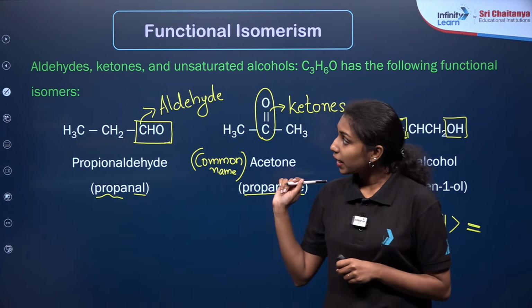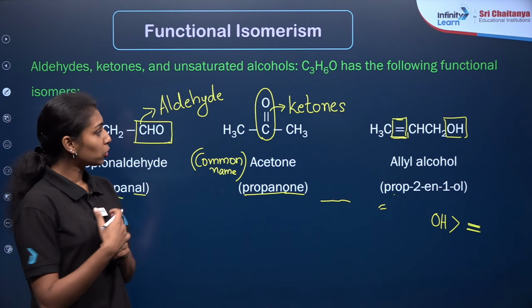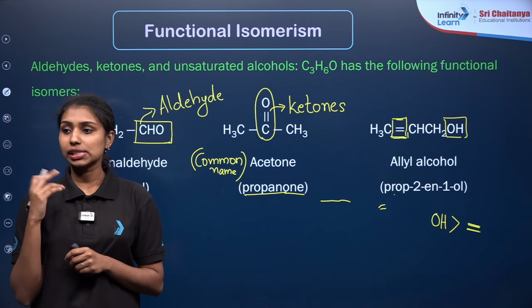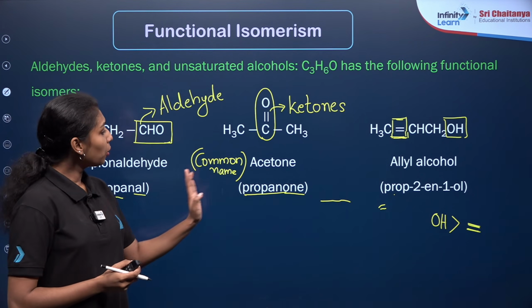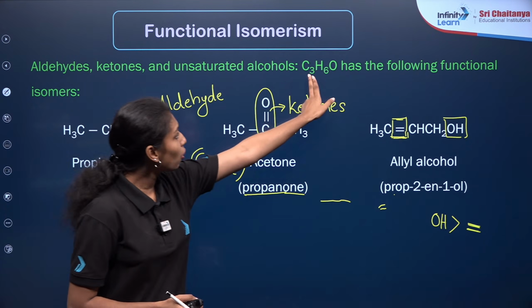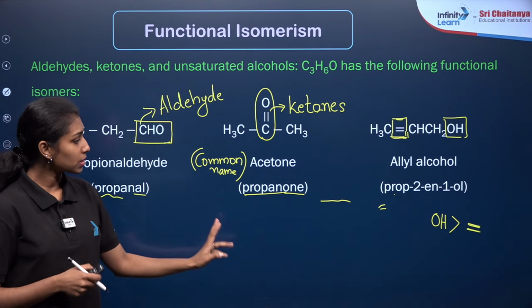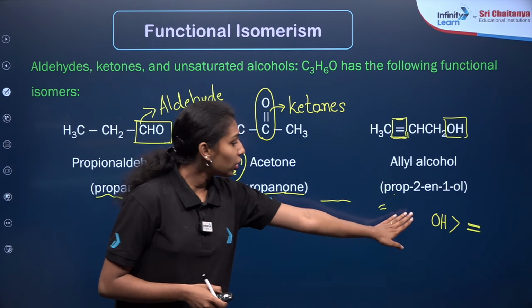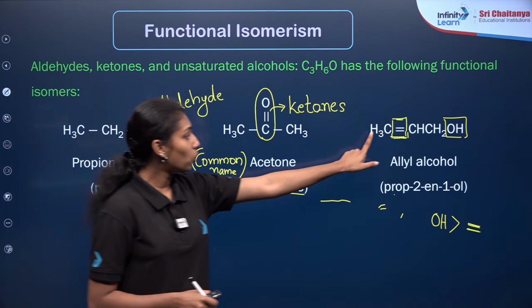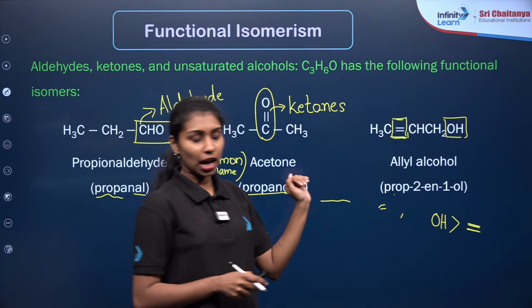From this part you can expect examples for the functional isomerism. Maybe some formulas are given and you need to identify whether it is functional isomerism or not, or you need to identify the IUPAC names of the functional isomers of different compounds. They will give only the molecular formula, and you need to write down the functional isomers of the compounds. In the case of allyl alcohol, as we already know, it contains a double bonded carbon atom, so we can call it an unsaturated alcohol also. Fine, Arush?